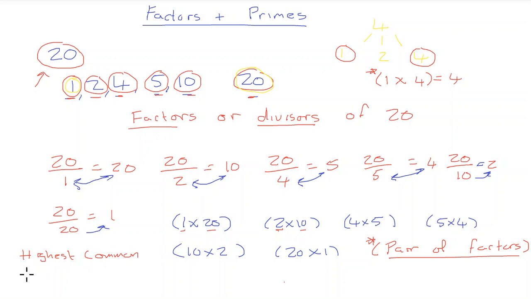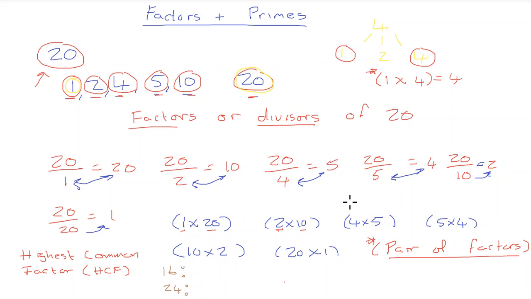Highest common factor, or what's abbreviated as HCF. So the highest common factor. If we take two numbers, for example, the number 16 and the number 24. So these are two numbers.